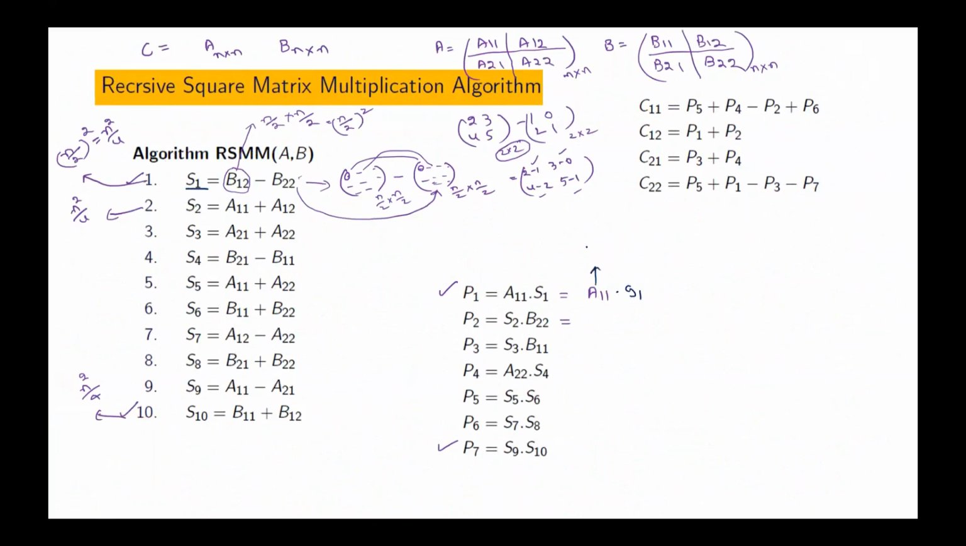What is the size of this? Is that correct? Then in order to multiply two n by n matrices, the time required, if we consider it as T of n, what is the time required to multiply two n by 2 by n by 2 matrices? What is the time required to calculate P1?